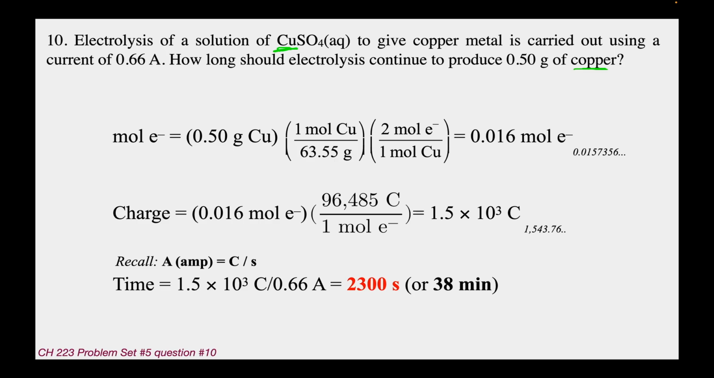So along the way, remember that an amp is equal to a coulomb per second. The Faraday constant will be important. 96,485 coulombs are given in a mole of electrons. And we'll need the type of metal to figure out how many electrons we need. So this is copper 2 plus going to copper. It's a 2 mole of electron per mole of copper transformation. All stuff you can do, follow the units, good to go.